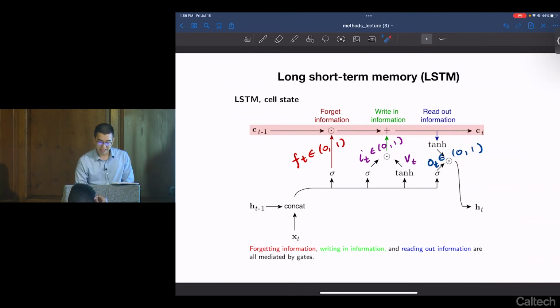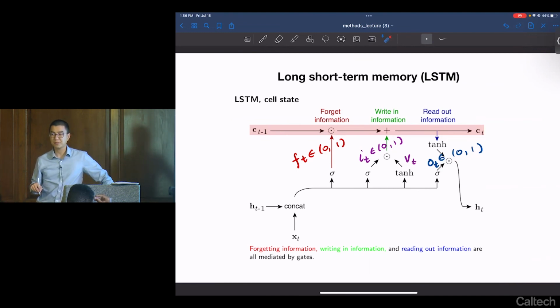And all of the sigmoids correspond to the gates. The forget gate tells me to forget information on a scale from 0, forget everything, to 1, forget nothing. i of t is from 0 to 1, where 0 is don't write in information and 1 is write it all in. And o of t is 0 to 1, 0 being don't read out information, 1 being read it all out. Great question. Anything else here?